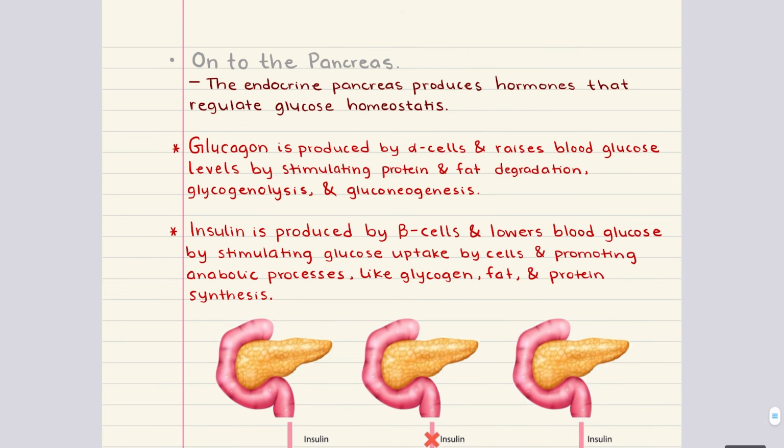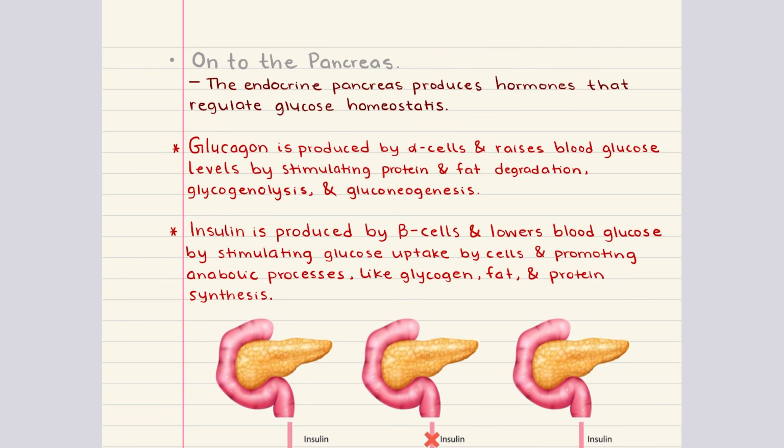Now, while the pancreas is often thought of as a digestive organ, it also plays a vital hormonal role in maintaining glucose homeostasis, meaning it helps keep blood sugar levels within a healthy range. The endocrine pancreas achieves this through a specialized cluster of cells known as the islets of Langerhans. These islets contain three main types of hormone-secreting cells: alpha cells, beta cells, and delta cells.